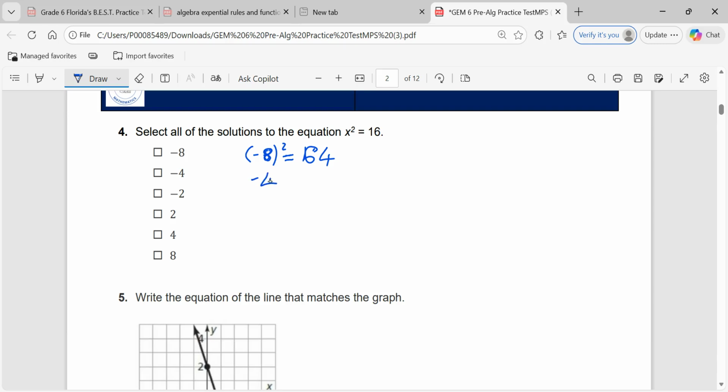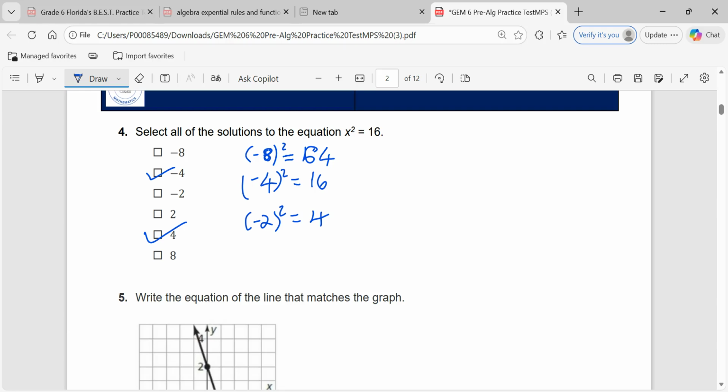I could do -4 squared. That gives me positive 16. Oh, okay. Yep, that's what I'm looking for. I could also do -2 squared. That's going to give me 4. Nope, not what I'm looking for. I could keep going, and then I'm going to realize that positive 4 does as well.